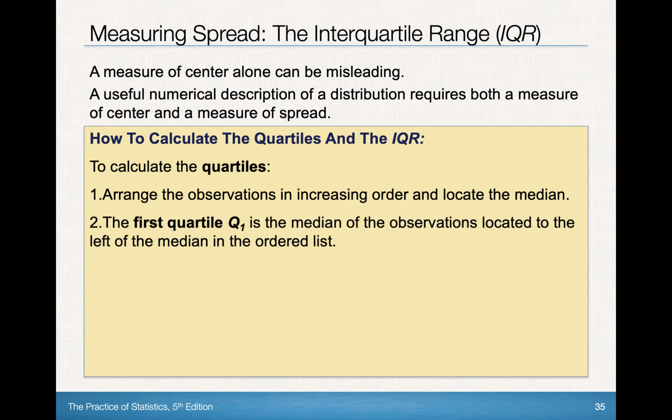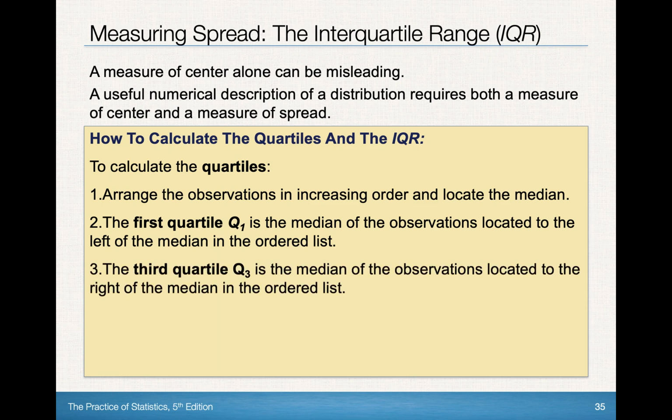The first quartile is the median of the first half of the observations. Okay, so again, the first quartile is the median of the observations located to the left of the median. So it's the median of the first half of the data. It's called Q1, first quartile. Quartile 3 is the median of the second half of the data. That's called Q3.